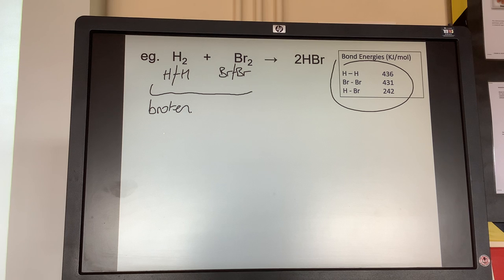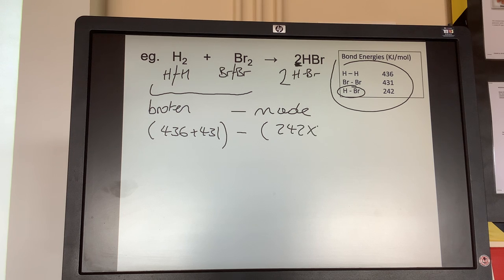So what is the energy change for breaking the bonds? So it is, as you can see, 436 plus 431. On the other side, I'm making HBr, which has an HBr bond. But look, there's two of them. So I'm going to have to make two HBr bonds. So when I do my broken minus made, I've got my broken on this side, 436 plus 431, but I'm taking away 242 times 2 to work out the overall energy change.